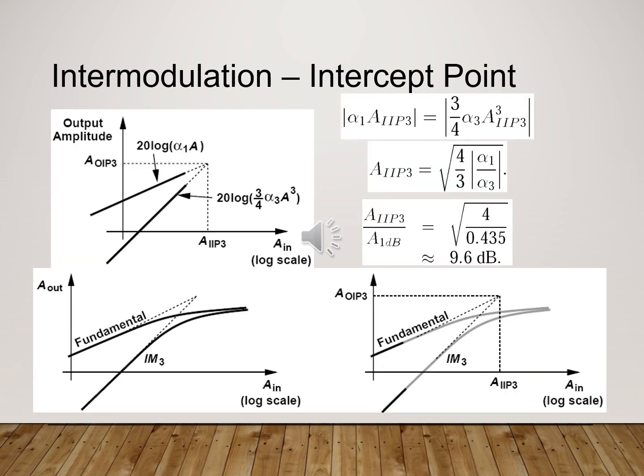As you see in this slide, you can measure the difference between the third intercept point input and the input 1 dB compression point. The difference between them is almost 9.6 dB. And as you can imagine, the 1 dB compression point is harder to find than the input intercept point 3.